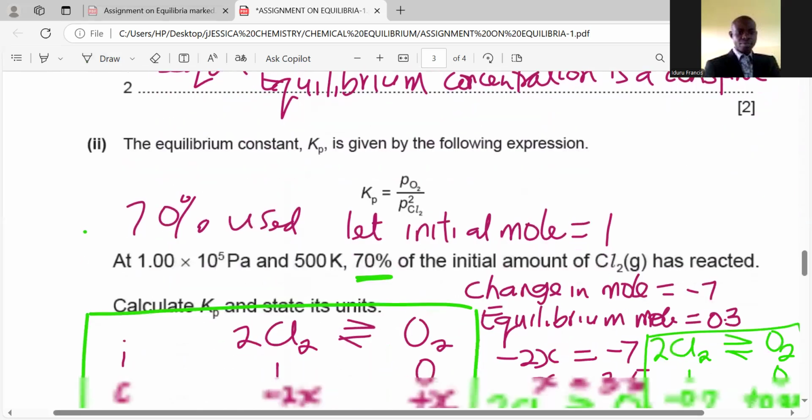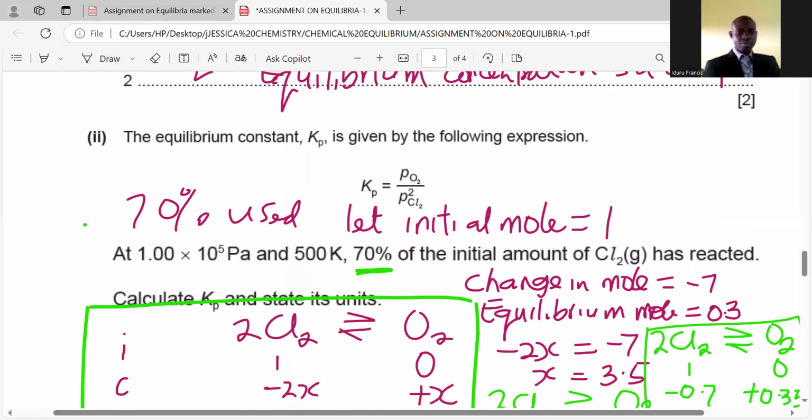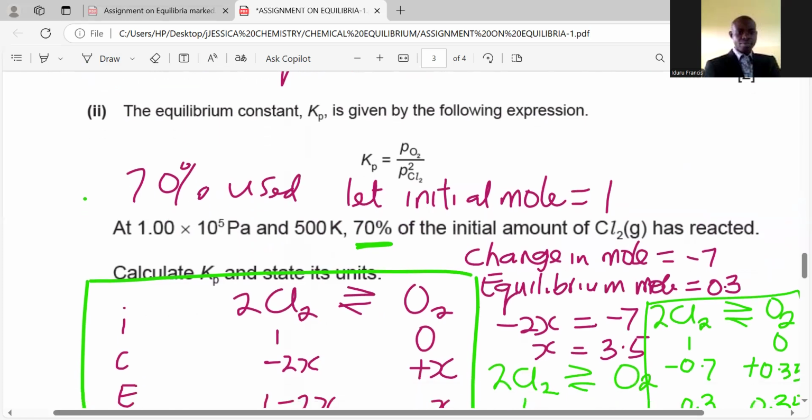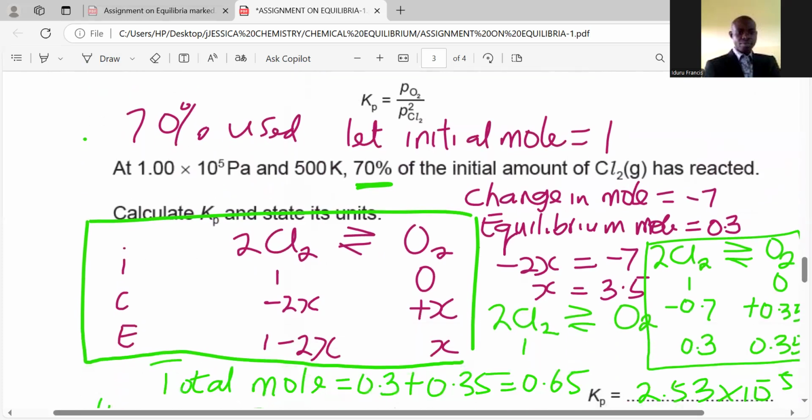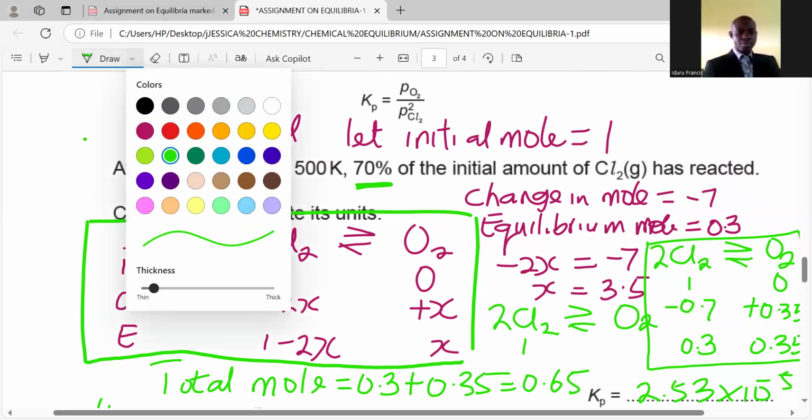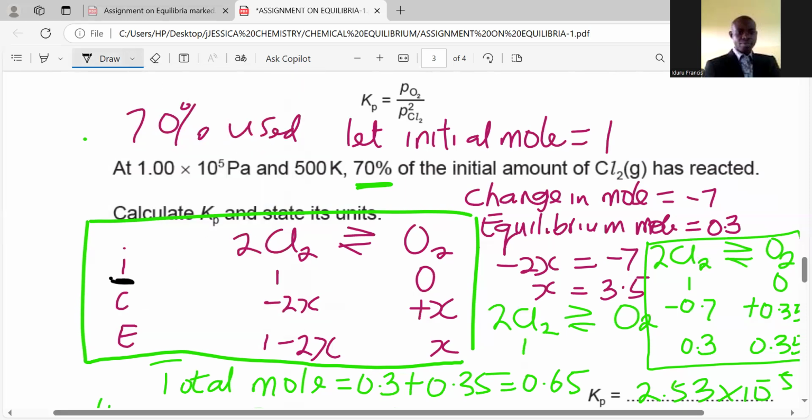And that is why they gave us the Kp as the partial pressure of oxygen over the partial pressure of chlorine squared. Now they're asking us to find Kp. No reactant amount is given. Whenever the reactant is not given, we assume that 1 mole is the reactant. So the initial mole of chlorine will be 1. And oxygen, there is no reaction yet, so it's going to be 0.